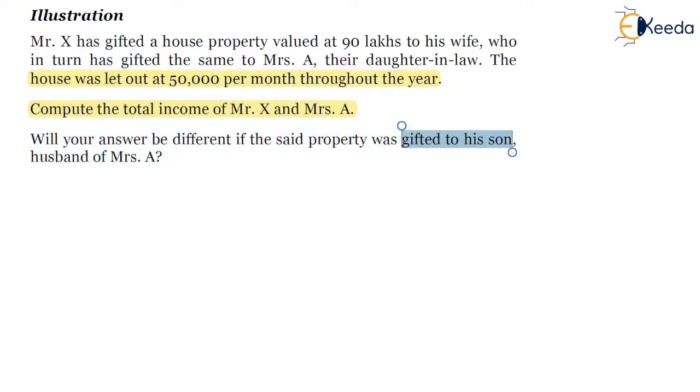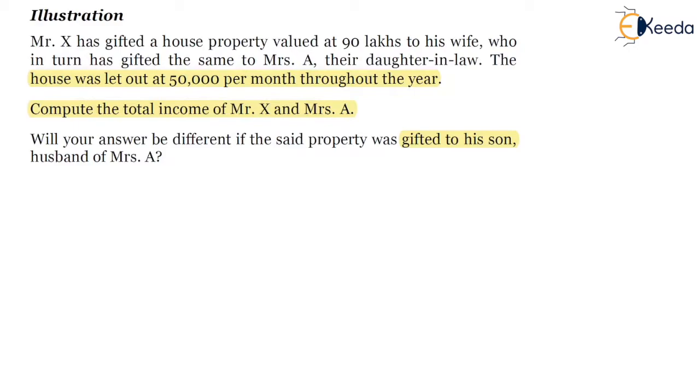So in case of gift to the son, friends, clubbing provisions are never applicable. The only two relatives specifically covered under section 64 are the spouse of the individual and second is the daughter-in-law of the individual. Only two relatives are covered for the purpose of clubbing provisions. Son is not getting covered under the clubbing provisions. Correct? And this we have discussed earlier also.